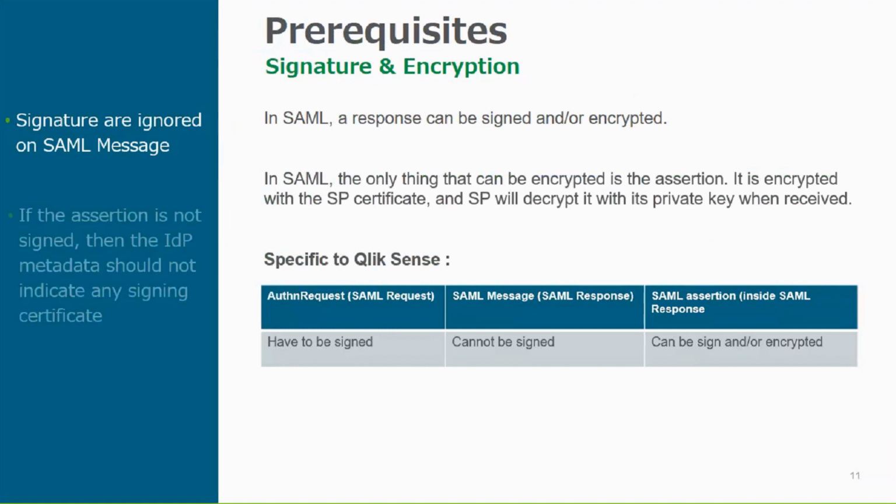If the assertion is not signed, which is also an option, to just not sign the assertion, then in the IDP metadata, you should not indicate any signing certificate. And another prerequisite is that if it is not signed, then you must use an HTTPS connection. So if you try to use an HTTP connection, you will get an error in the log that says that unsigned SAML assertion is only supported on secure connections.